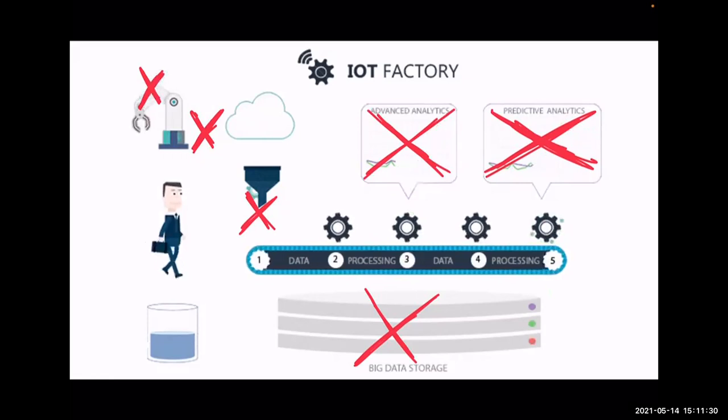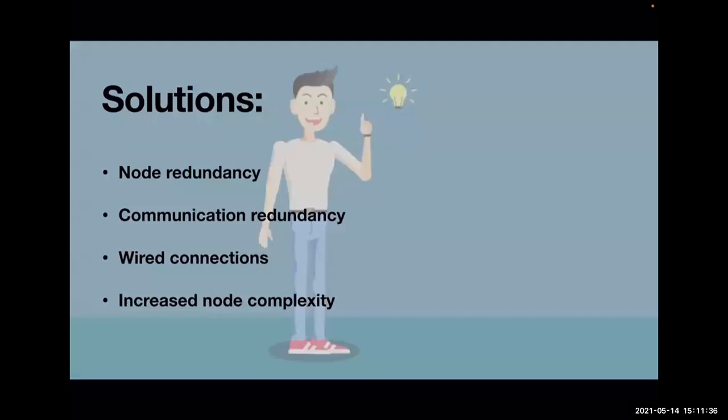So to make sure that all these things don't happen, we apply different techniques, right? One solution would be, okay, we said devices could break, sensors do break. So we could have some node redundancy. So instead of going with the Boeing approach and just having one sensor to measure something, we can have multiple sensors measuring the same thing, which is very often quite useful. We can even have communication redundancy, like multipath communication or even different mediums being used to communicate. Like we could have wired connections or even increase the node complexity.